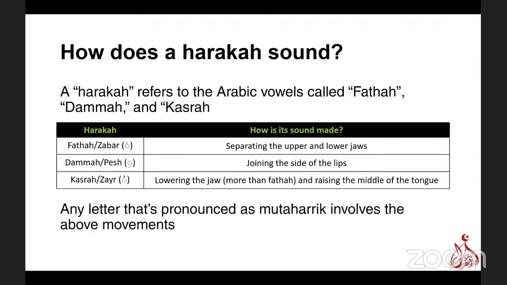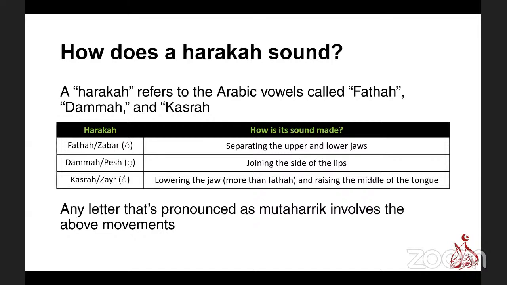Any letter that's pronounced as mutaharrik, doesn't matter if it's ba, ta, tha, jim, ha, kha, dal, zal, all the way till ya, any letter that's pronounced as mutaharrik with a fatha, dhamma, or kasra requires these three movements.